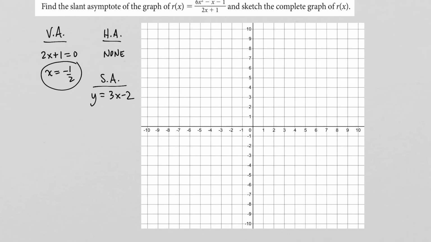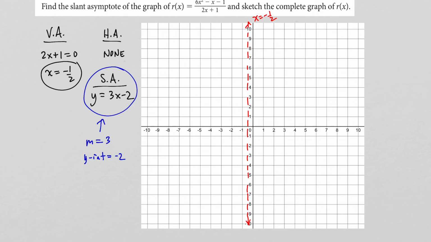So first of all, let's go ahead and graph our vertical asymptote, which occurs at x = -1/2, which is this line right here. So that is a vertical line crossing the x-axis at -1/2. Okay, so that's the same. And now the slant asymptote is this line y = 3x - 2. Well, this is a line that has a slope equal to 3 and a y-intercept equal to -2.